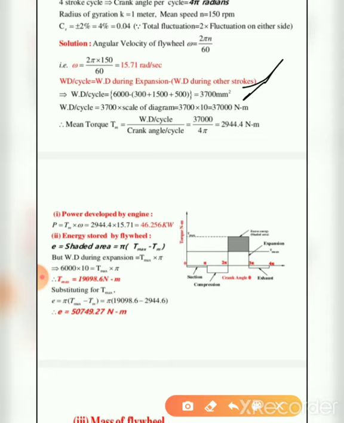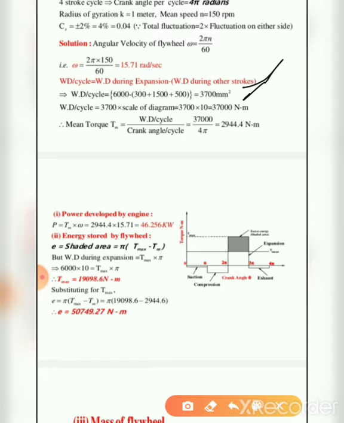Now the second thing we have to find is the energy stored by the flywheel. The generalized equation for energy stored is E equal to pi into T max minus Tm, that is the maximum torque minus the mean torque. Work done during expansion is equal to T max into pi. So it is the maximum torque into pi.